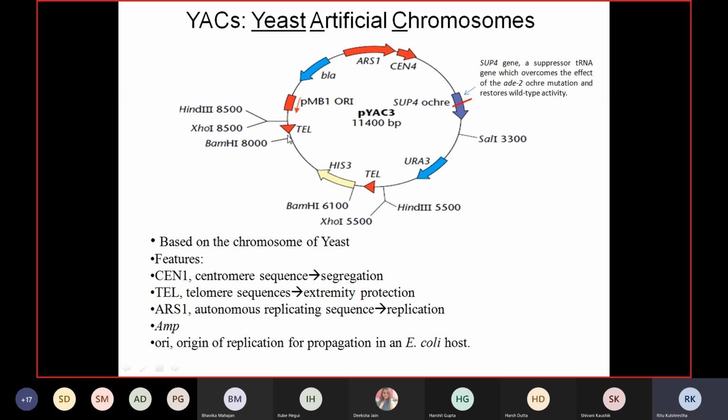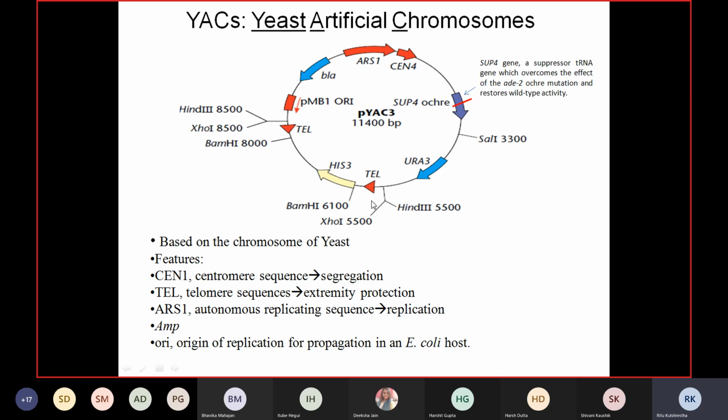Then what we have is the telomere ends. The telomere regions are cloned here because we want it to be maintained as a chromosome, and the chromosome, if you remember, has its ends protected by certain sequences called telomeres. If telomeres are not there, then the cell takes it as a double-strand DNA break, and there is a possibility of losing some information from either side of the chromosome. So what we also need is the presence of telomeres.